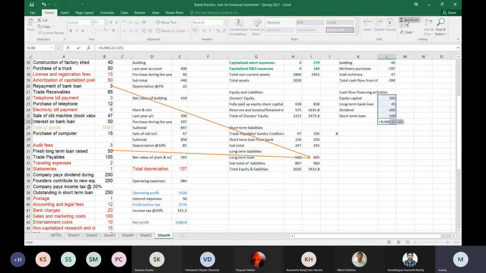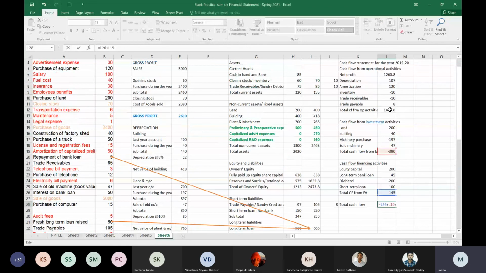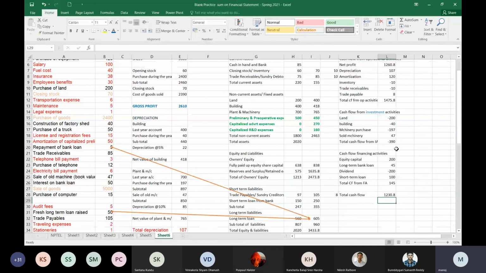Now we estimate the subtotal. 145. 145 is the subtotal. So this is the total cash flow from financing activity. Now we have to estimate the total cash flow. It is equal to this plus this plus this. This is our total cash flow.